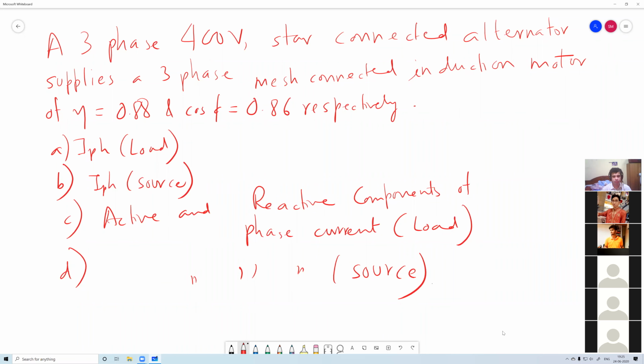Anybody? First question, because this I did not exactly describe. What is meant by this? The power factor you should be able to understand because we have discussed that. Anybody? What is efficiency? Exactly. Output power by input power.